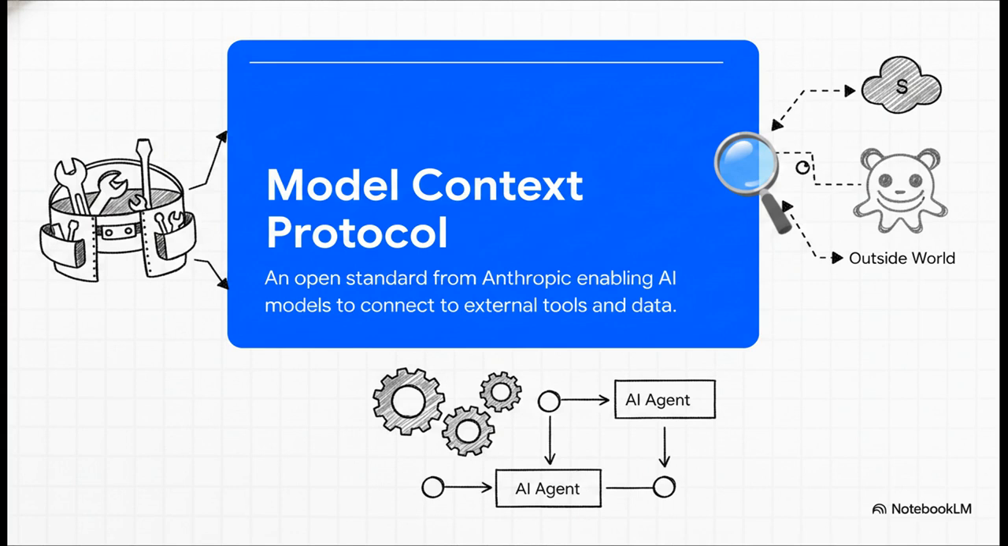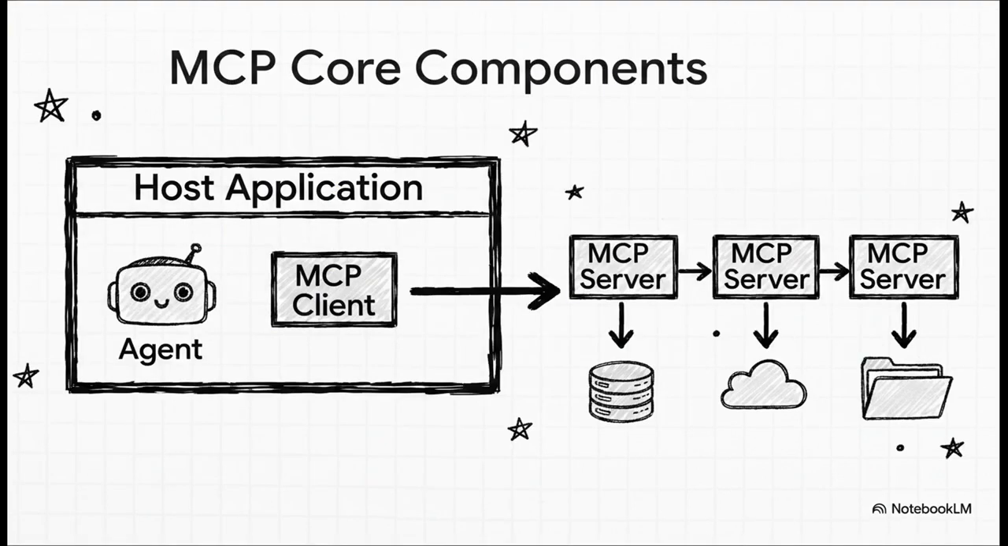Think of it like a universal tool belt. Instead of teaching your AI how to speak the very specific language of Salesforce and then teaching it the specific language of GitHub, you just plug the AI straight into MCP. It's an open JSON RPC-based standard that normalizes how agents talk to the outside world. Okay, so how's it actually built? Well, MCP has 3 core architectural components.